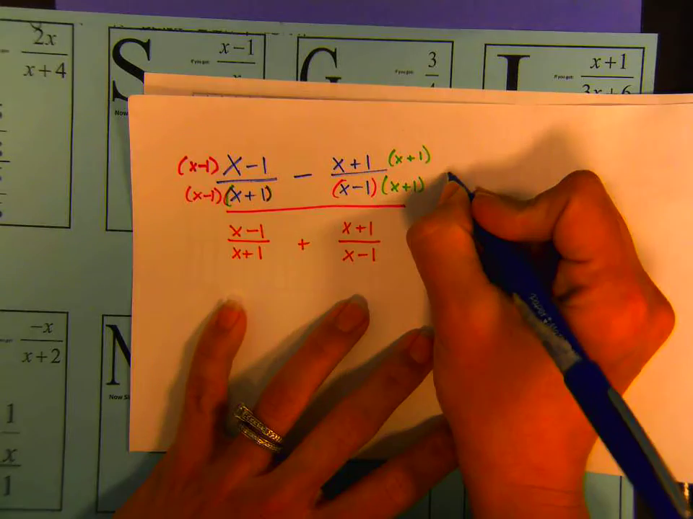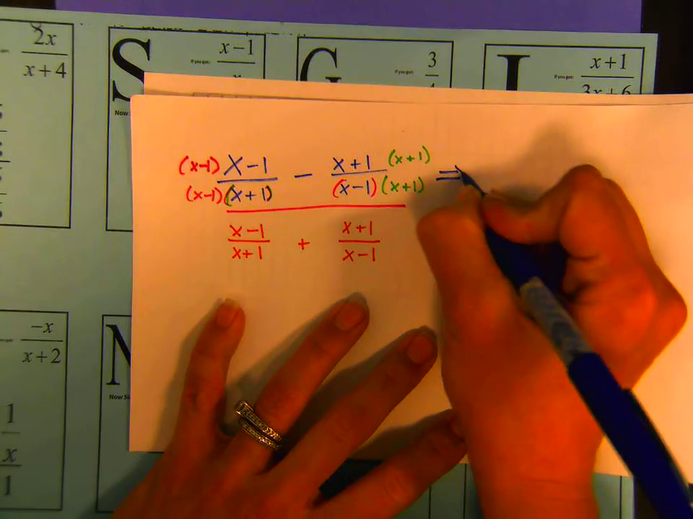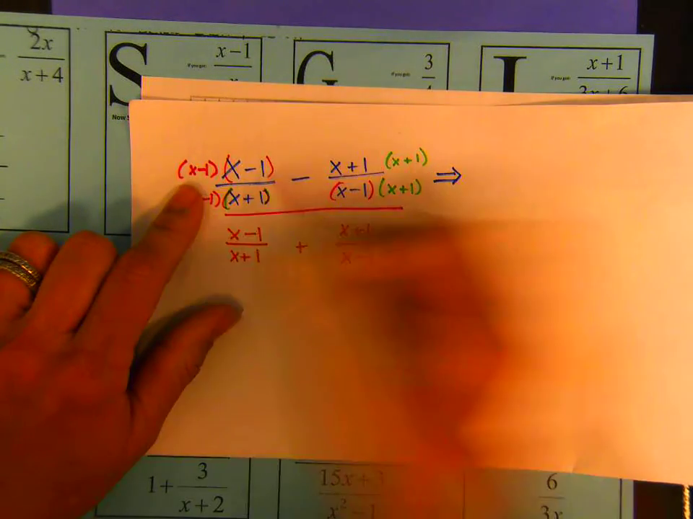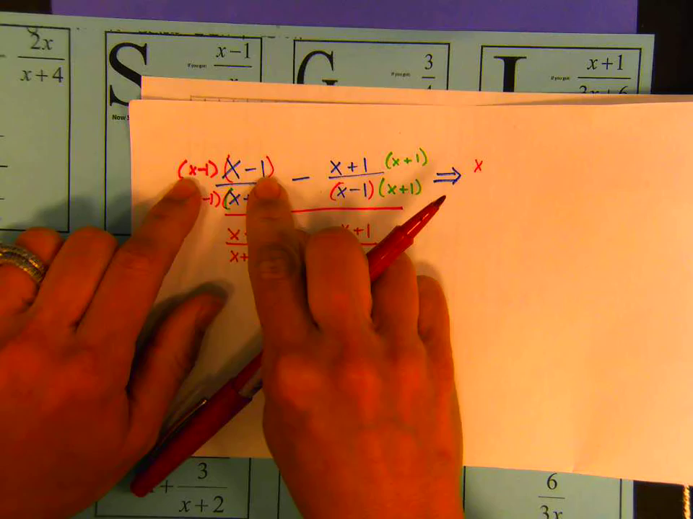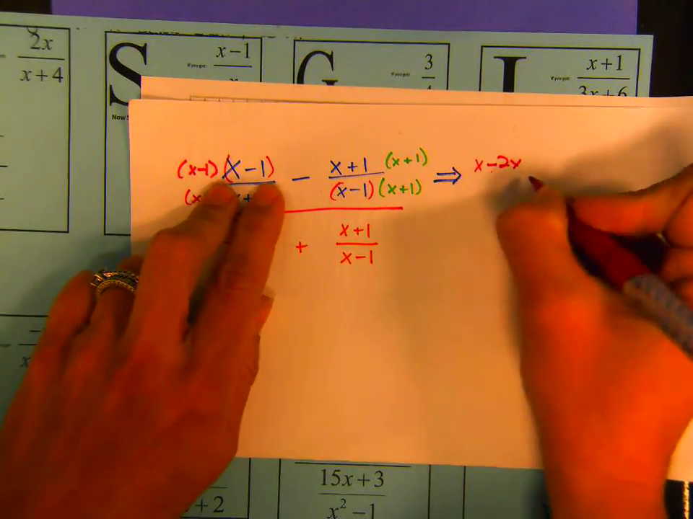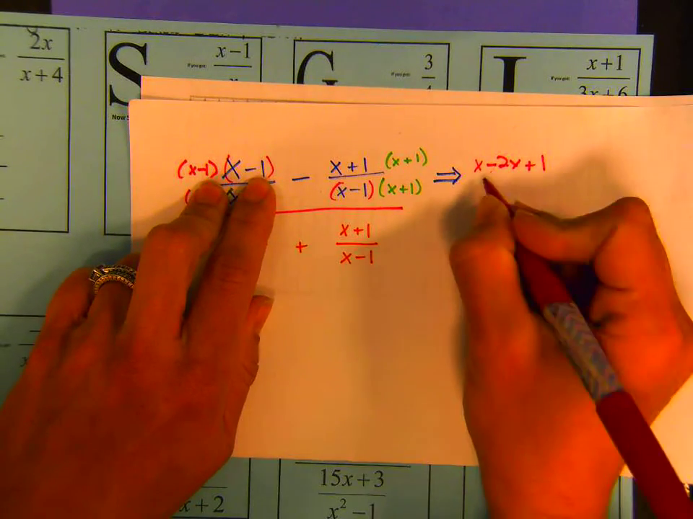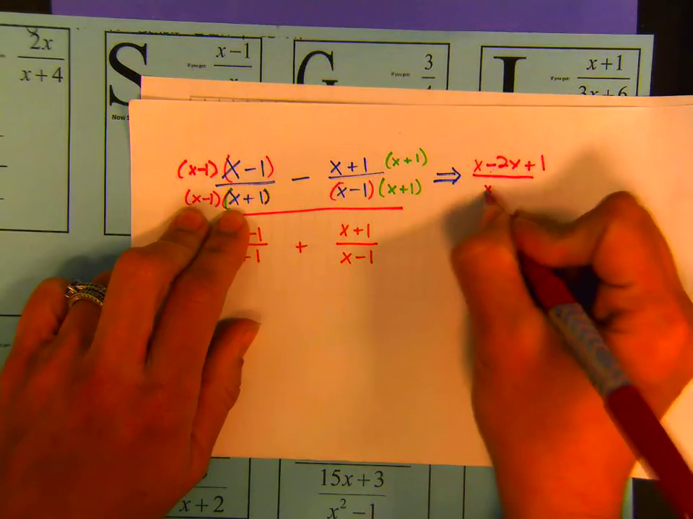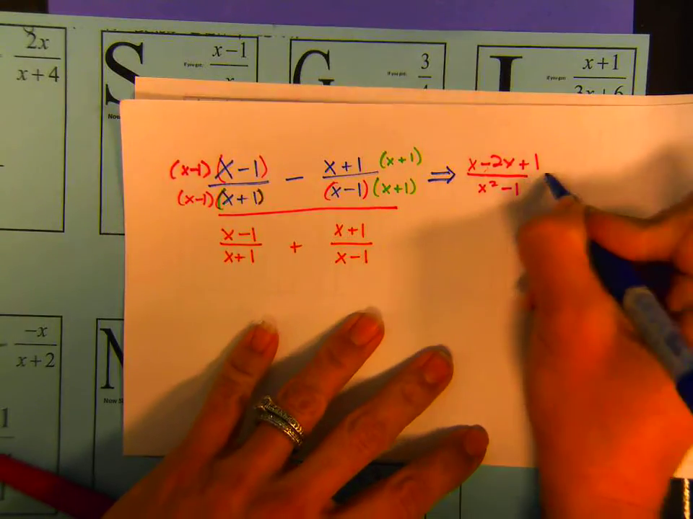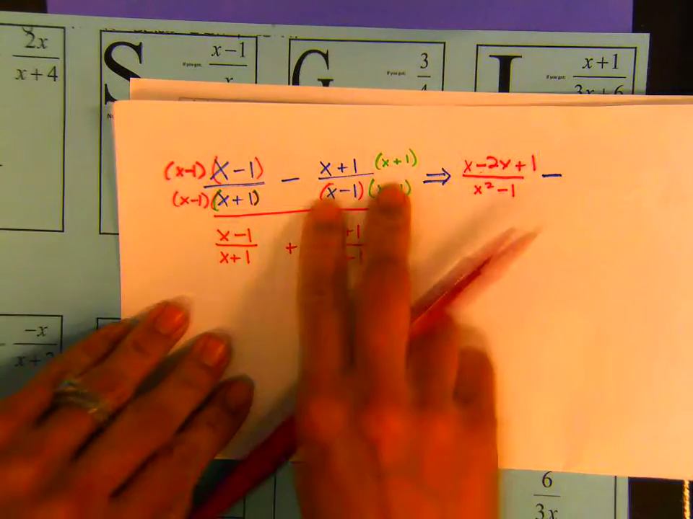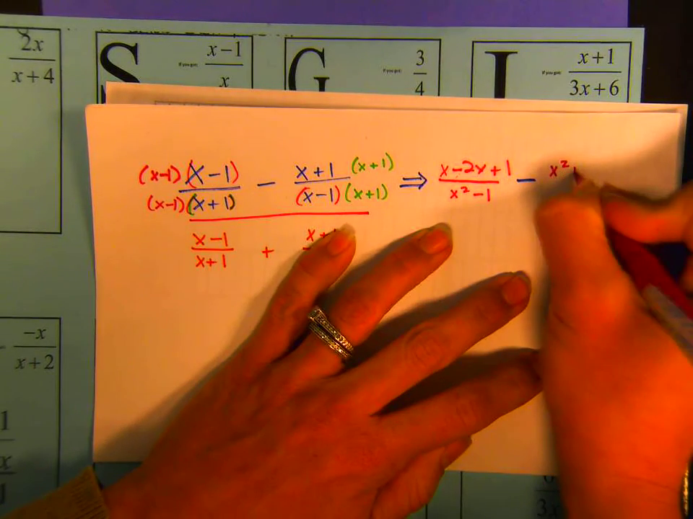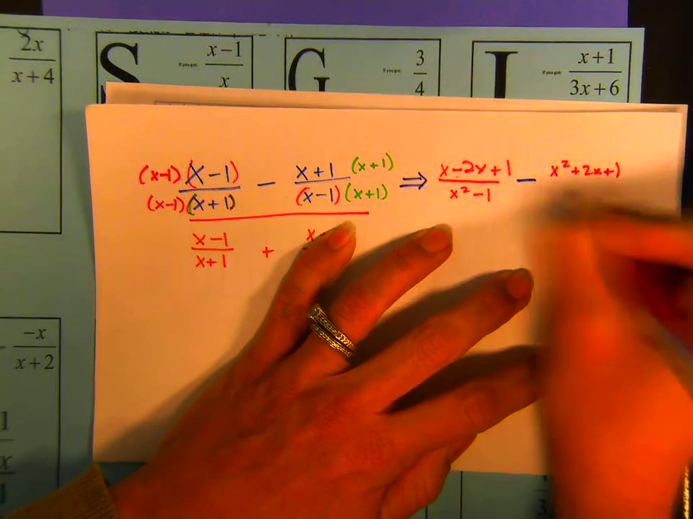Now I'm going to distribute these numerators. Okay, so that's going to be FOIL. X times x is x squared. I'll have the outer negative x, inner negative x. That's going to be a negative 2x. And then the last, negative 1 times negative 1 is plus 1. All over x minus 1 times x plus 1, which is just x squared minus 1. Then I'm going to be subtracting my second fraction. Distribute x plus 1 times x plus 1, and you get x squared plus 2x plus 1 all over x squared minus 1.